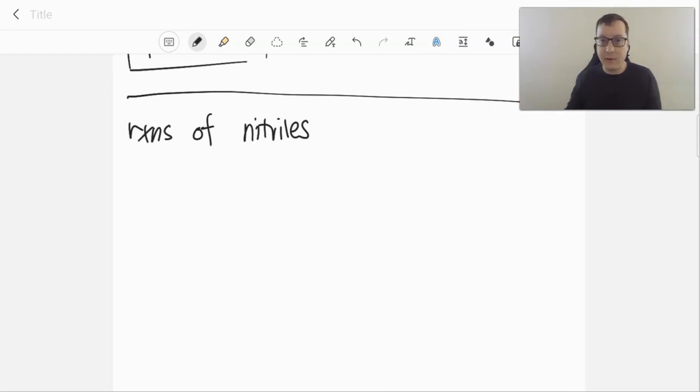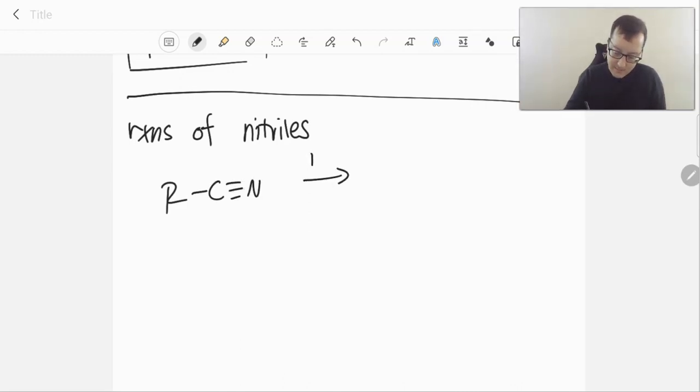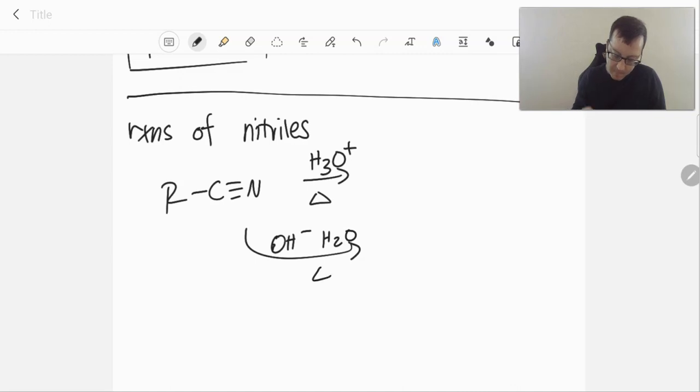So let's take a look at the reactions of nitriles. First and foremost, our favorite reactions. In either the presence of aqueous acid or aqueous base, you can get your carboxylic acid out again.